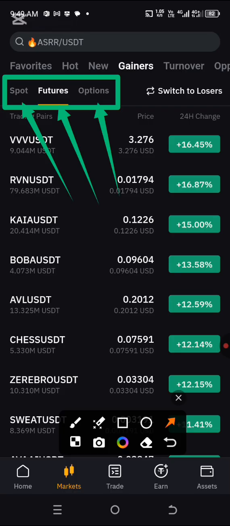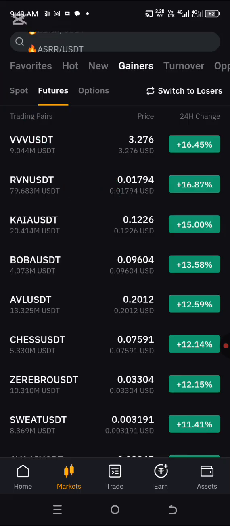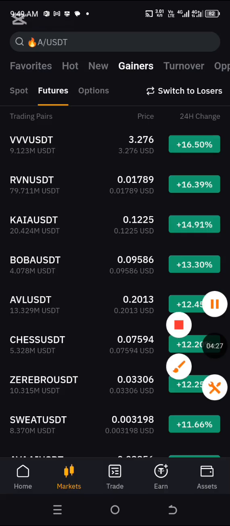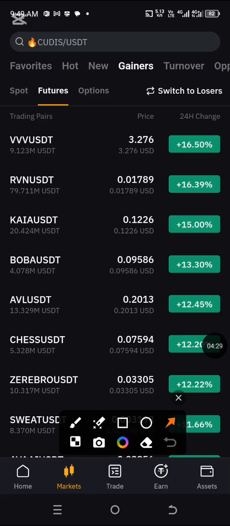That's what we do in our academy. The spot is going to be an informative kind of trade. When there's an opportunity to buy a particular cryptocurrency and hold it for a while, they will be giving this information via spot. Now this is what is happening on the whole market space. If you see this button here, it's saying switch to loser.